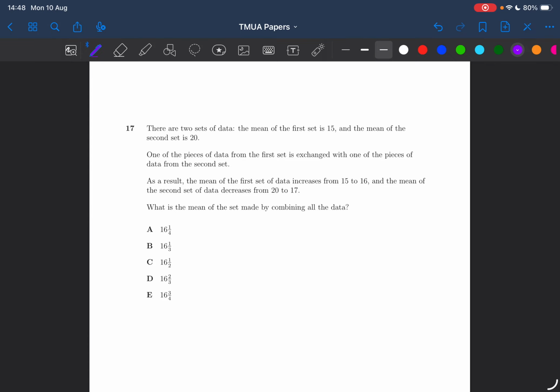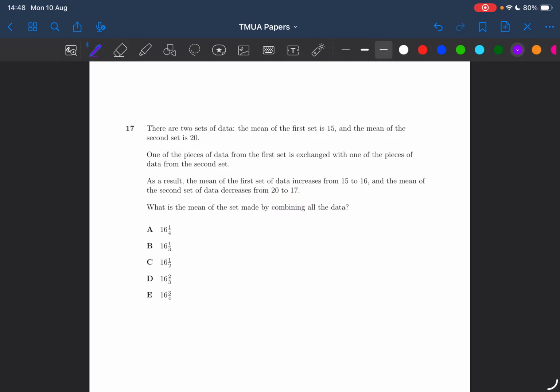On to 17 then. We've got 2 sets of data. Mean for the first set's 15 and for the second is 20. One piece of data from the first set is exchanged with one of the pieces of data from the second set. As a result, the mean of the first set increases from 15 to 16, and the second set from 20 to 17. What's the mean made by combining all the data?